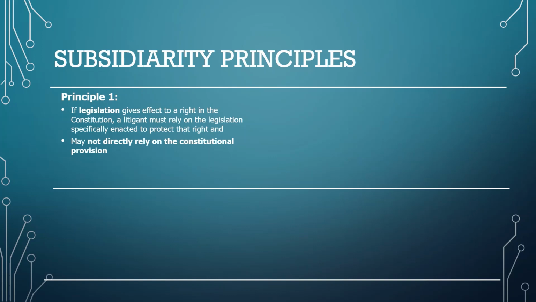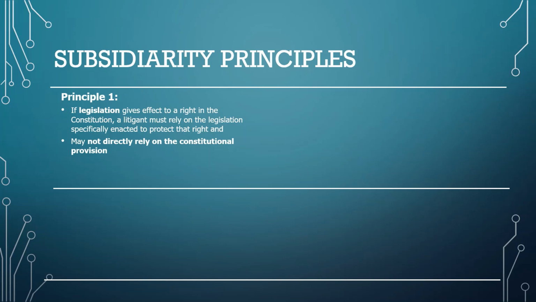So a litigant is not at liberty to merely go to court and say, my Section 25 right has been infringed, I want a remedy. The litigant must find the legislation that was enacted to give effect to that right and bring the case in terms of the legislation. So the starting point in terms of Principle 1 is that one must rely on the applicable legislation and not directly on the right in the Bill of Rights that has allegedly been infringed.